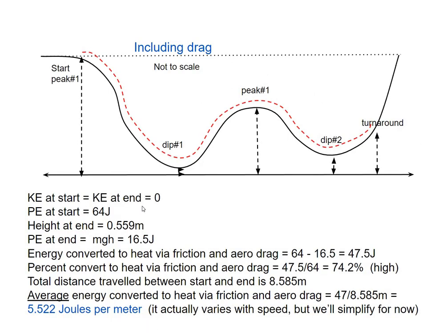Okay, so now if we include drag, this is what happens. At the start, we still have no kinetic energy, all potential energy. And then we go down here. We do the same thing as we did on the last page, except we lose, we don't really lose, we change a little bit of energy to heat through friction and aerodynamic drag.